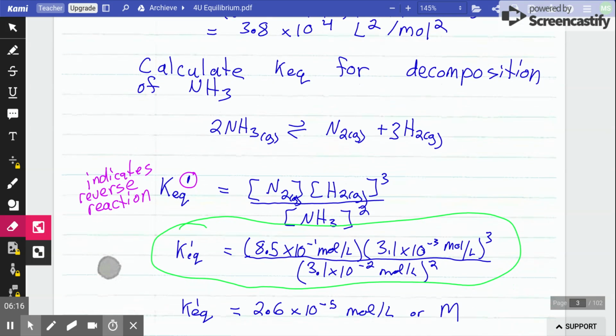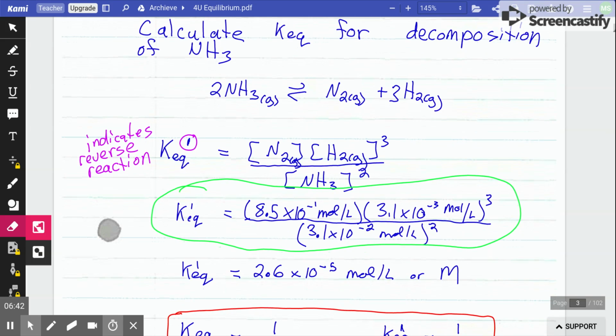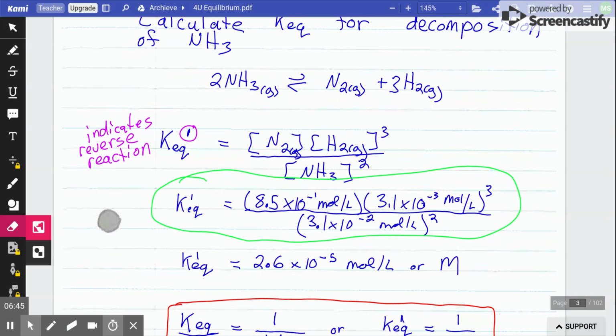So now it's going to be flipped because now these are the products, so they go on top, and this is a reactant, so it comes on the bottom. Because we're calculating it for the decomposition of NH3, we put a little 1 up here in superscript because that's indicating that we're now calculating an equilibrium constant for a reverse reaction. So again, we can sub in our values and we keep that little mark here, that's superscript 1, and we calculate it out and we get 2.6 times 10 to the negative 5.